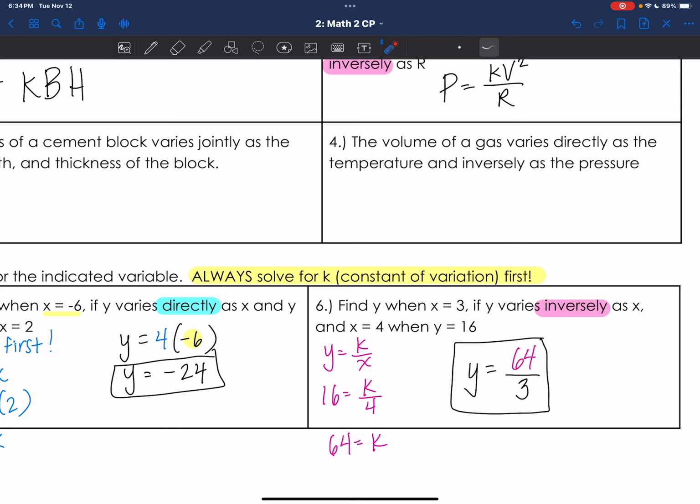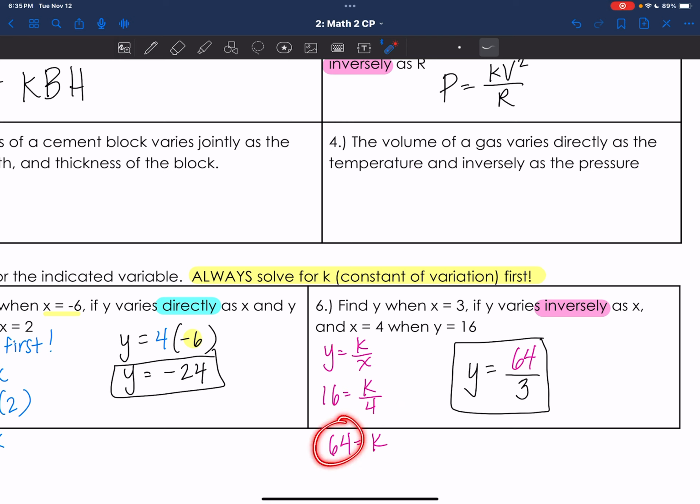All right, so let's say find y when x is 3. This is what we're going to solve for later. But to find that, we first have to do y varies inversely as x. So inversely is here, as x, when x equals 4 and y equals 16. That's all we're doing, and then multiply both sides by 4. You get 64 equals k.